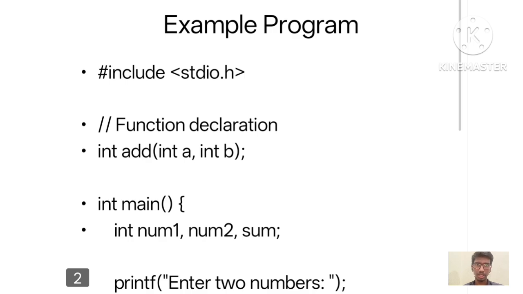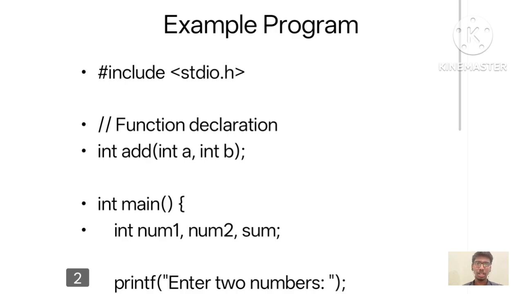Example program of a function. First, the function is declared using the return type, function name, and the parameters, which is int add(int a, int b). Now, three variables, number1, number2, and sum, are declared in the main function. The user is asked to enter two numbers for the addition program. Now, the two numbers are scanned and then stored.